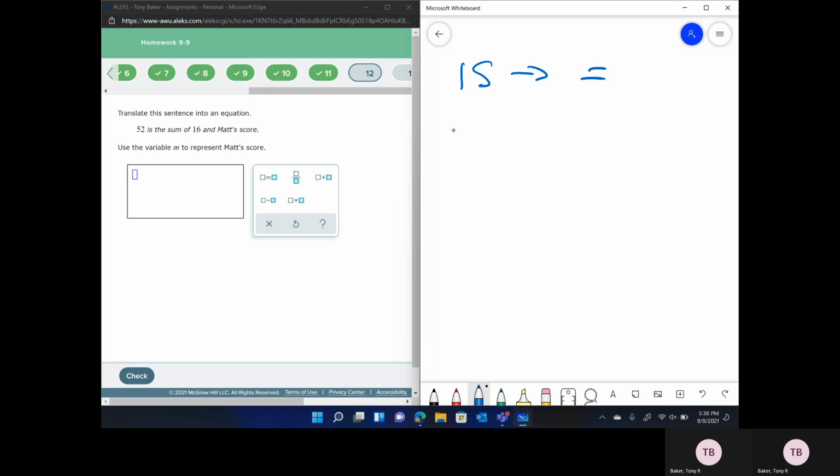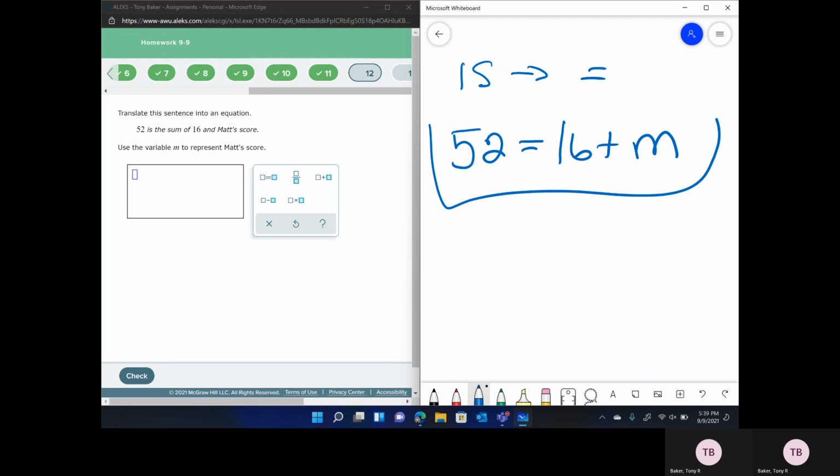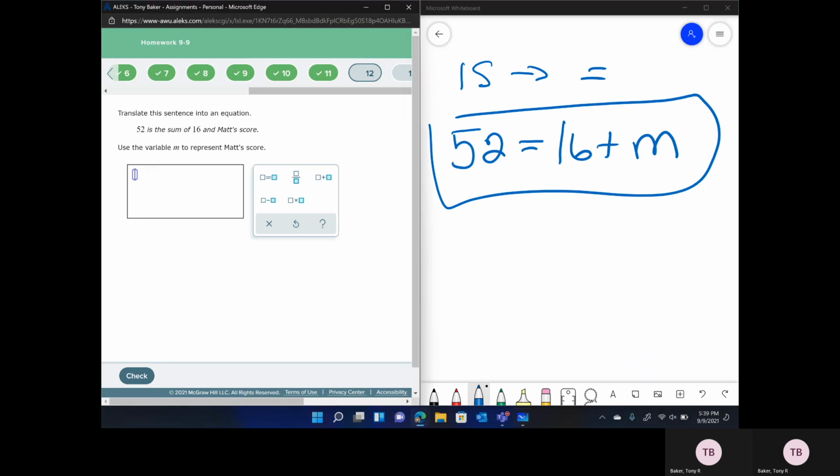So in this problem, I have 52 is the sum of 16 and Matt's score. What operation is sum? Addition. So I'm just going to do 16 plus Matt's score. And that's my answer. They don't want you to solve it. They just want you to translate it. So 52 equals 16 plus n.